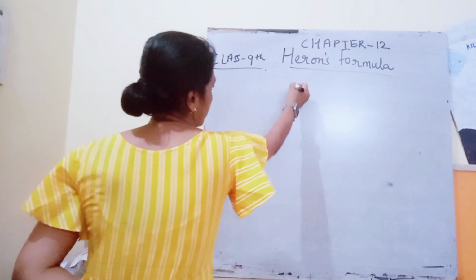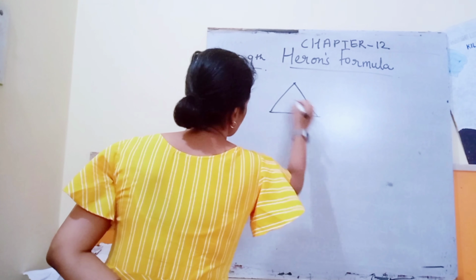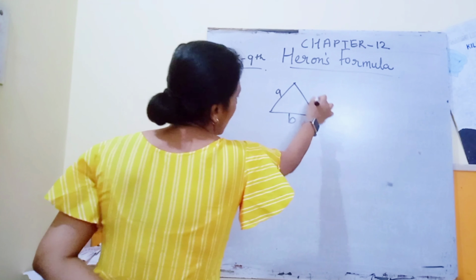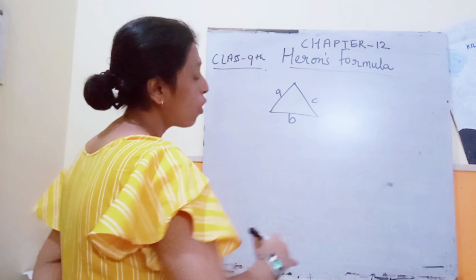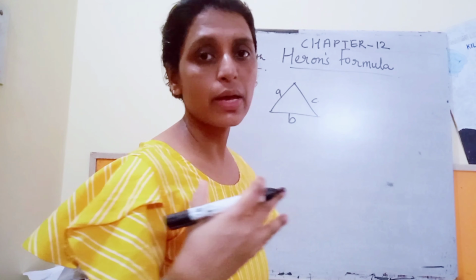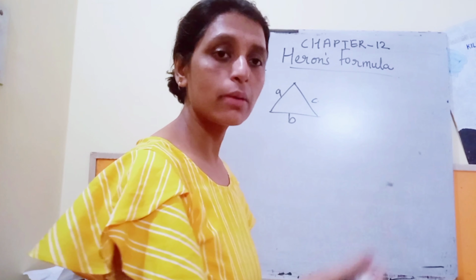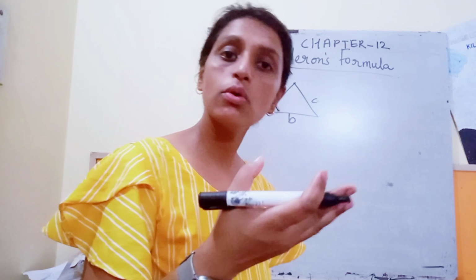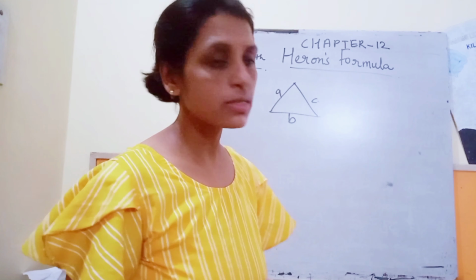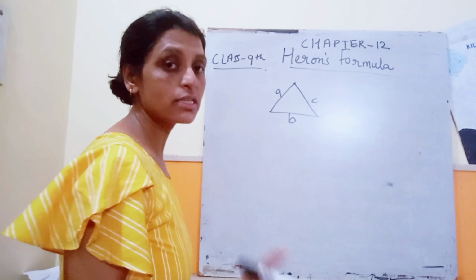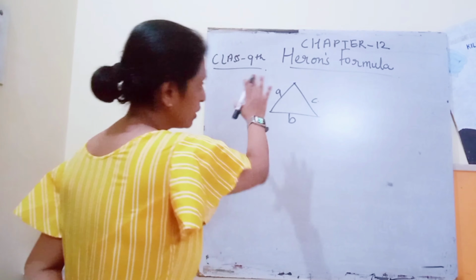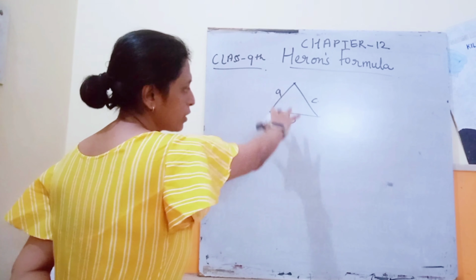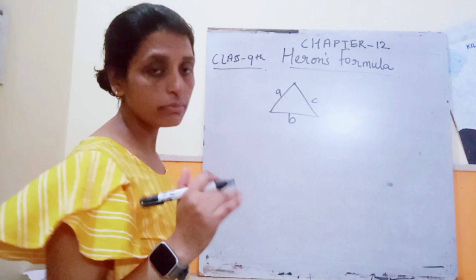According to Heron's, when the height is not mentioned and the sides are given, or sometimes two sides and the perimeter are given, or sometimes the sides are given in a ratio and there is nothing about the height, we can apply Heron's formula to find the area of the triangle.